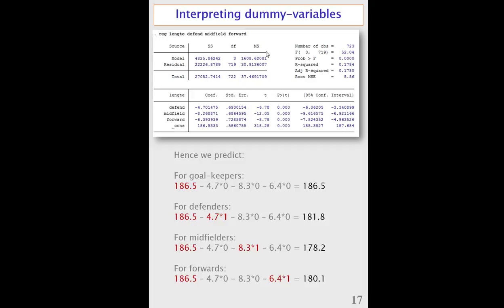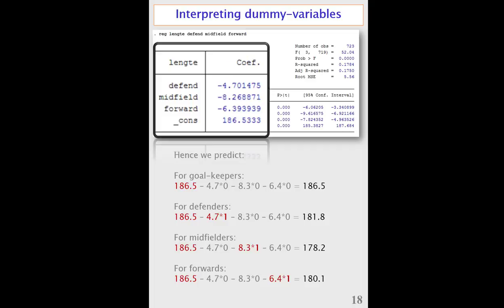And this gives us predictions for each and every one of the categories that we have, even though we have only 3 dummies here. I can predict now, for instance, for goalkeepers, that's a 186.533, and I can decrease it a little bit. Minus 4.7 times whether or not you are a defender, well, this is a goalkeeper, so there's a 0 over there. But also there's a 0 over there, because the goalkeeper is not a midfielder, and the goalkeeper is also not a forward. So this is the main prediction here for goalkeepers, 186.5.